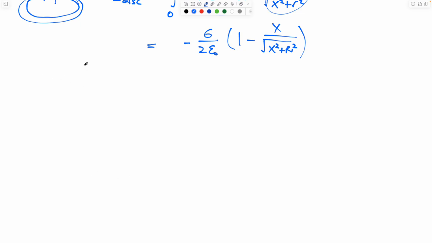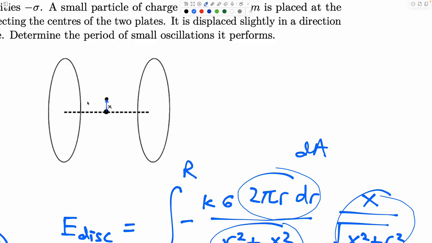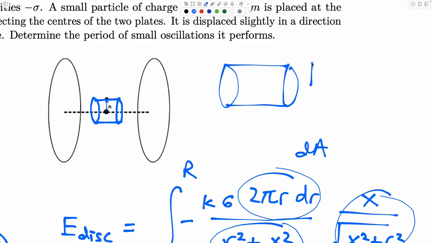So the way we do it is at the original center, we now draw a Gaussian cylinder that looks like this. So the cylinder, magnified, has a radius r and a length delta z, where both r and delta z are very small.